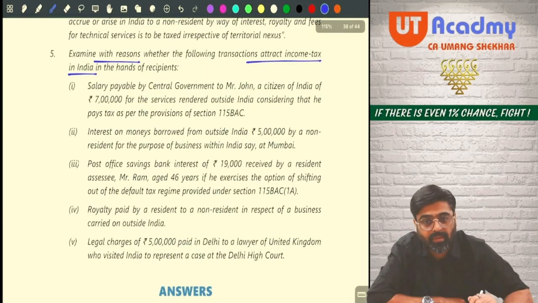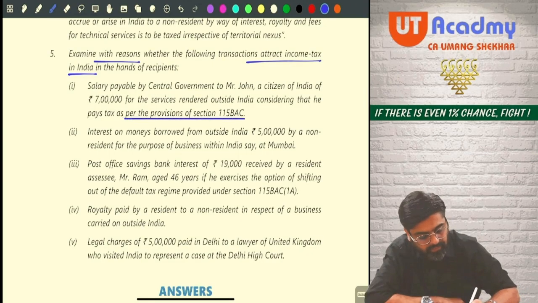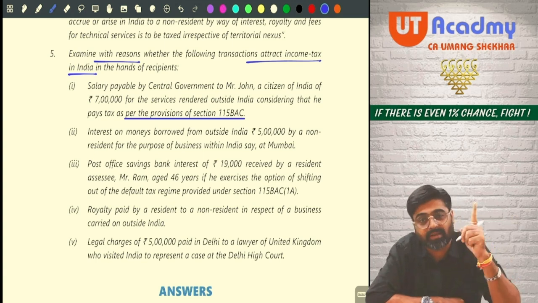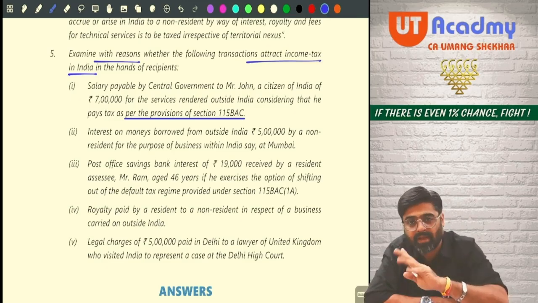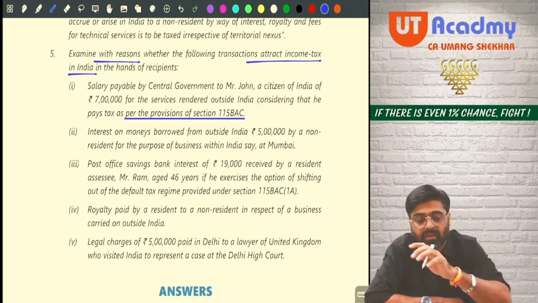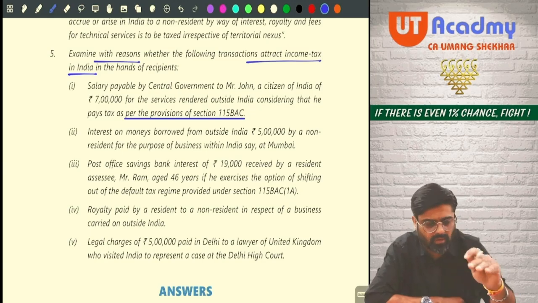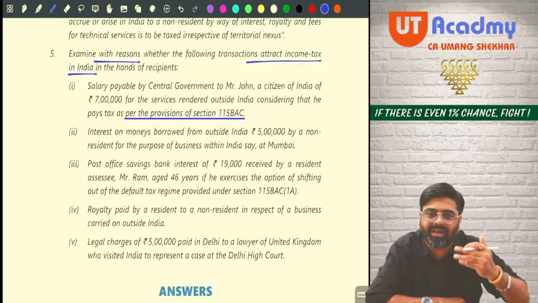What if you are following 115BAC? Assessee is considered to pay tax as per the provisions of 115BAC. I told you yesterday, if you are earning salary for rendering services outside India as an Indian citizen and that salary is given by government, that salary will be deemed to accrue or arise in India and will be taxable for you. So can I say Indian citizen John's salary will be taxable? Yes or no? If the question is silent, by default 115BAC is applicable, because that is the default tax scheme.